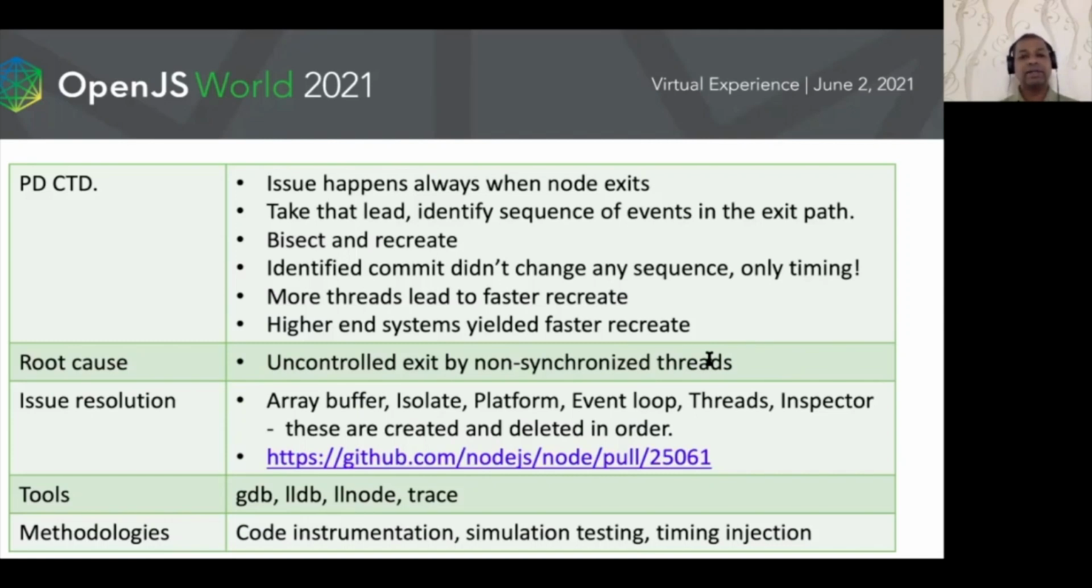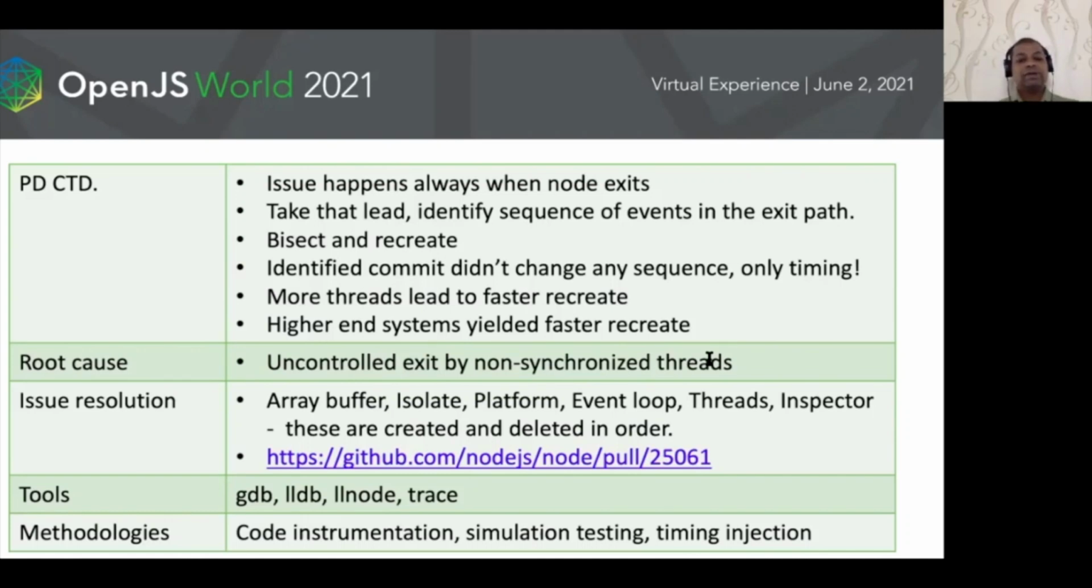So the resolution was to follow the order in which the resource was created at the time of the destruction, as well as to make sure that the helper threads which can potentially access these resources are kept in a very consistent state at the time when we are doing the cleanup, which means if one or more threads can access one of the resources, we make sure the thread is brought into a state where it does not access that resource anymore. So that was the resolution.